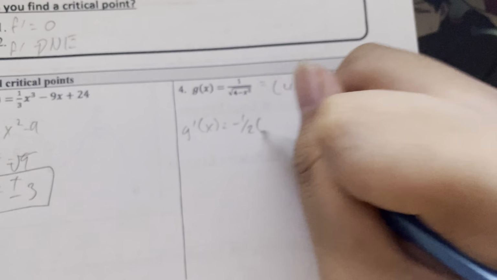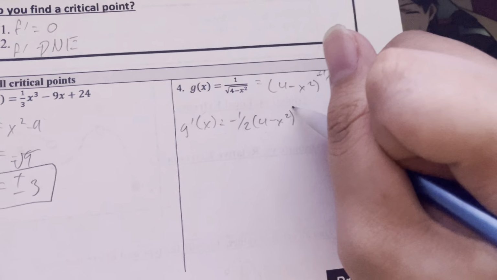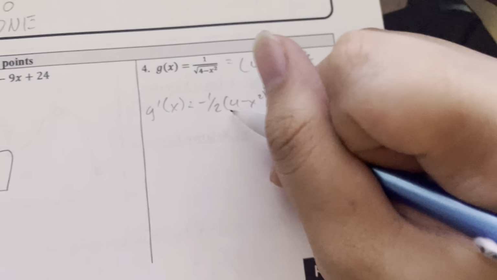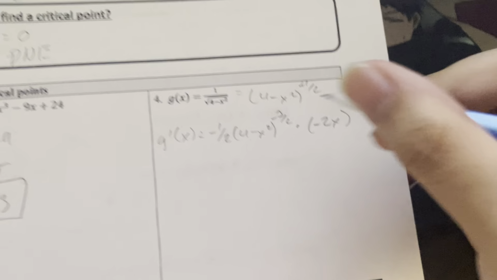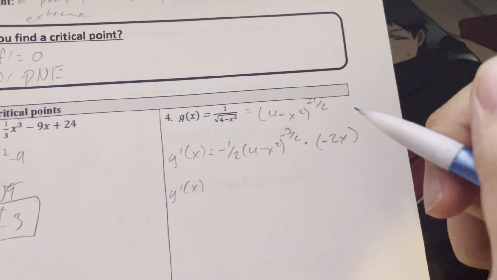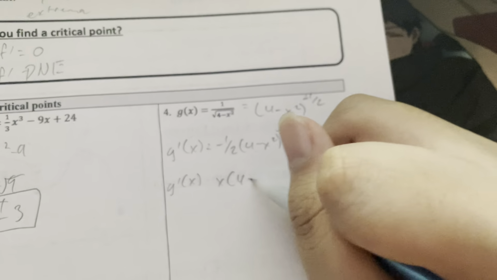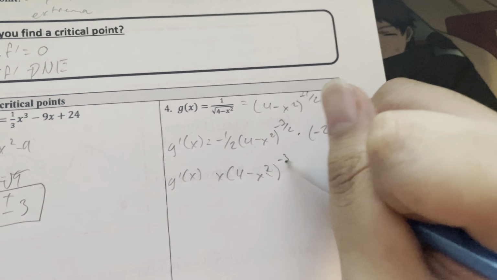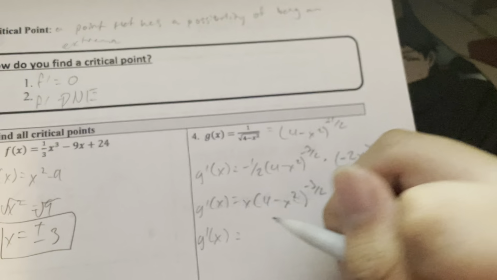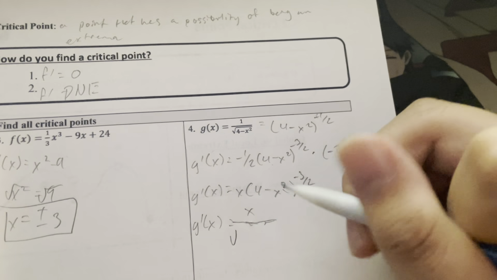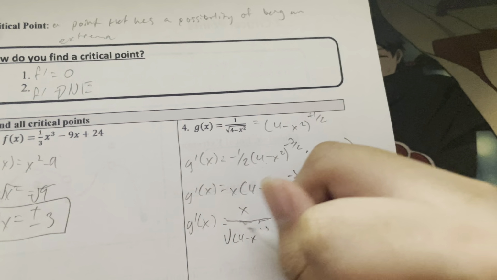So we say g prime of x equals negative 1/2 times (4 minus x squared) to the negative 3/2, multiplied by the derivative of the inside, which is negative 2x. Multiply these together. The derivative will be x times (4 minus x squared) to the power of negative 3/2. And then we can rewrite that as x over the square root of (4 minus x squared) to the power of 3.